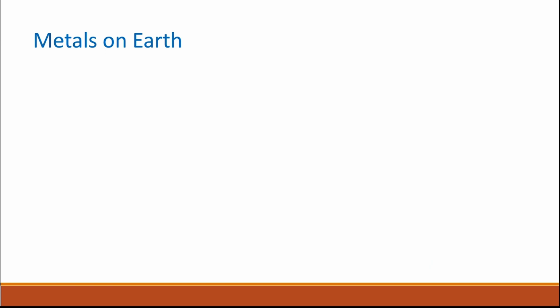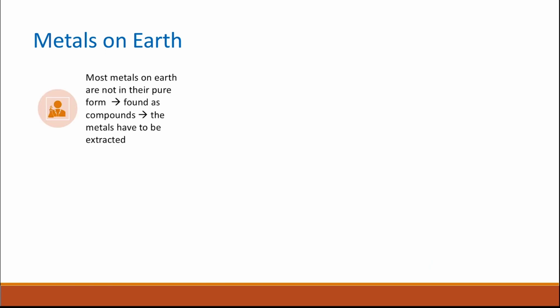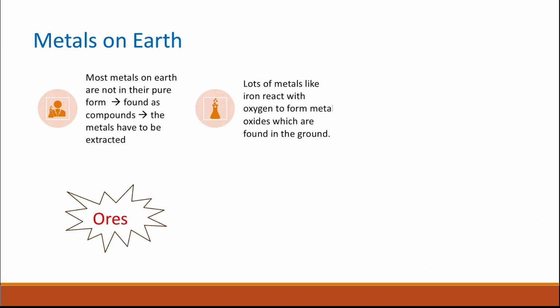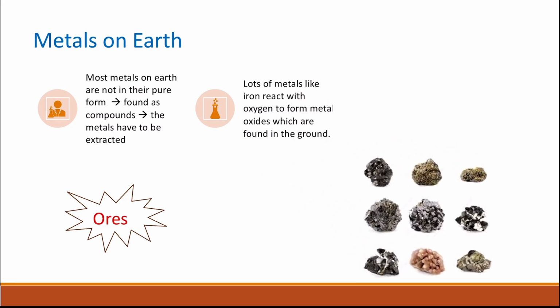So, how do we find metals on Earth? Most metals on Earth are not found in their pure form, as they are quite reactive. So, they are usually found as compounds, and the metals have to be extracted from these compounds before they can actually be used. Lots of metals like iron will react with oxygen to form metal oxides, and these are found in the ground. These are called the metal ores, and we have so many different metal ores, not just for iron, but for many other metals as well. And the metal needs to be separated from its oxides.